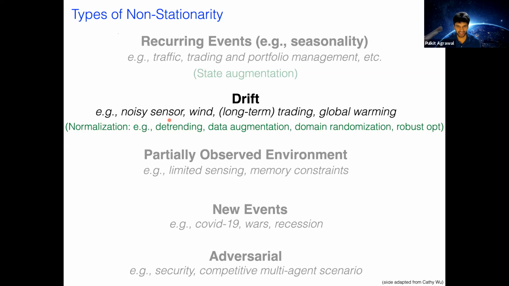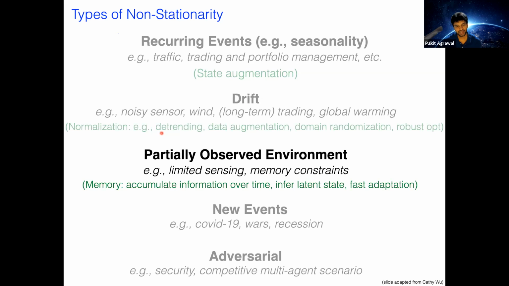Then, what about the scenario of partially observed environments? The problem over here is the sensing is limited, or I might not have sufficient memory. So if I can accumulate information over time, that might help resolve the problem. Or maybe I can infer the latent state. What do I mean by inferring the latent state? Instead of doing state augmentation manually, maybe I can automatically infer what part of the environment I am in, or automatically cluster the environment into groups which have maybe different dynamics. Right? So that is one other possibility.